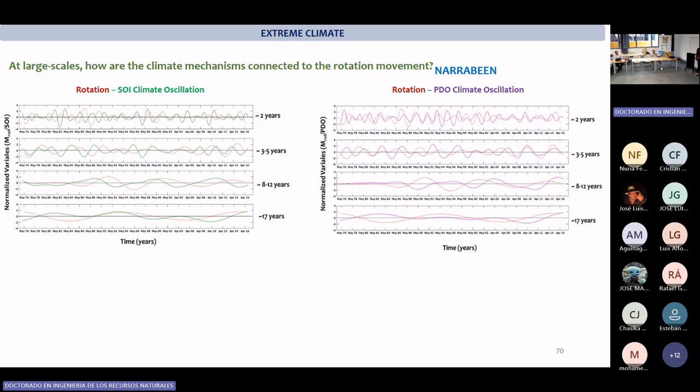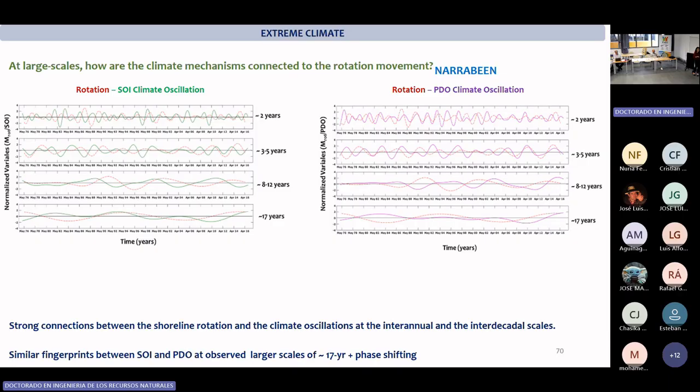But we have in phase or out of phase, it depends on the phase. Here we have out of phase, in phase, out of phase, in phase. It depends, and we have a lag time between the different correlations. So here is an example to show you that we have correlations between the local variability of the beach morphological parts and the climate oscillations.